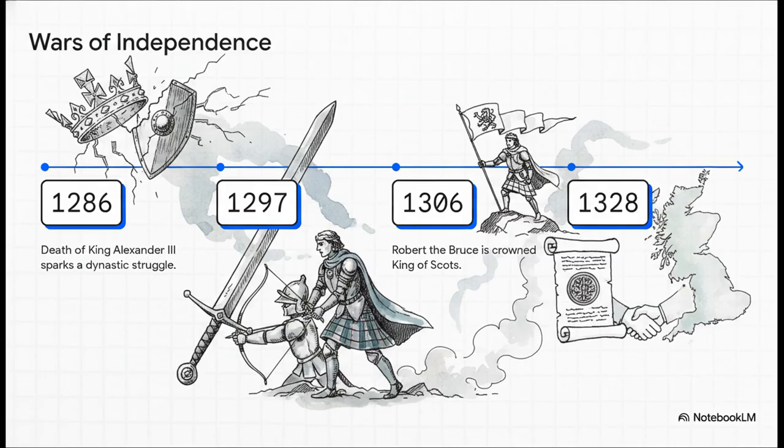In 1286, King Alexander III dies, leaving Scotland without a clear heir. So English King Edward I tries to swoop in and take control, sparking the brutal Wars of Independence. We've all heard of William Wallace repelling Edward's forces in 1297, right? Well, that paved the way for Robert the Bruce to be crowned in 1306.